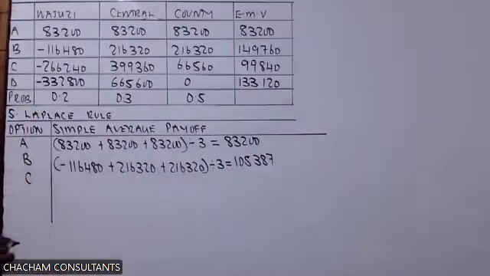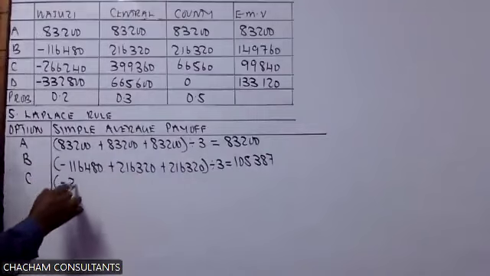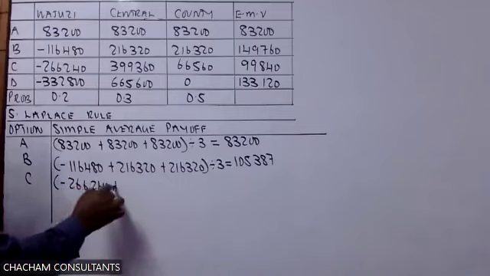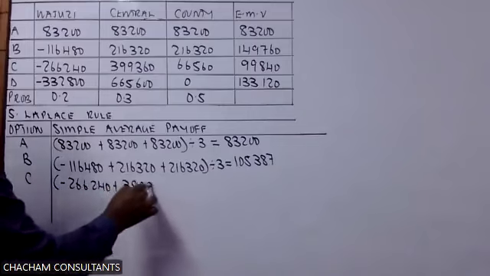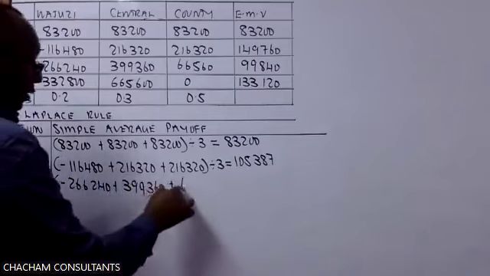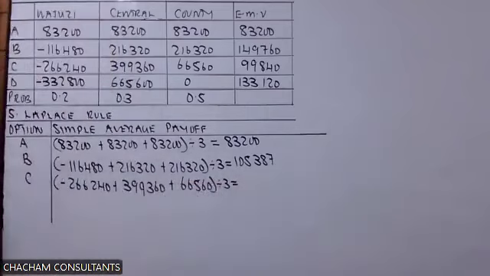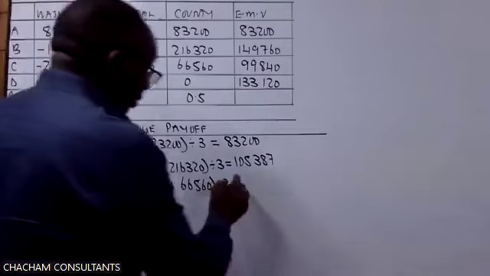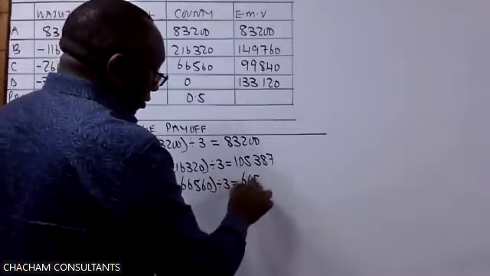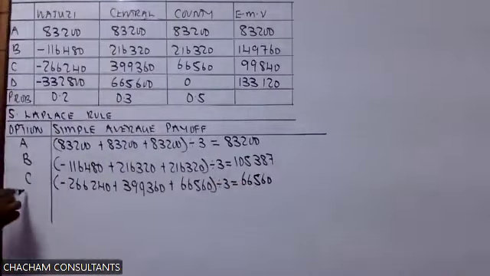We go to C. You open the brackets, you see -266,240 plus 399,360 plus 66,560. You divide by 3. The answer is 66,560.